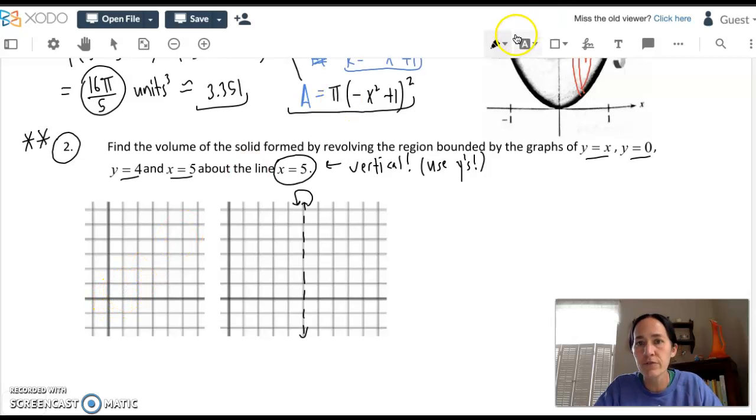So first we need to graph the line y equals x. Not my forte on this program, but I will try my best. Y equals x is diagonal, goes right through the origin. Okay, so that tool really helped. Then I need, so that was the first line.